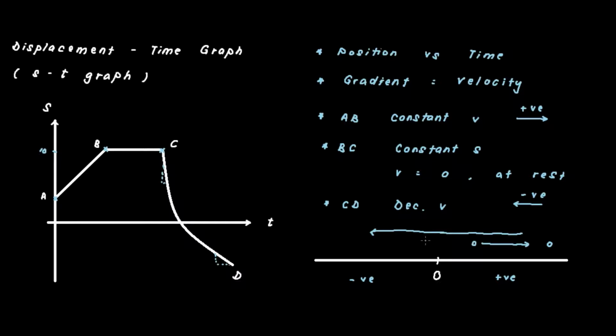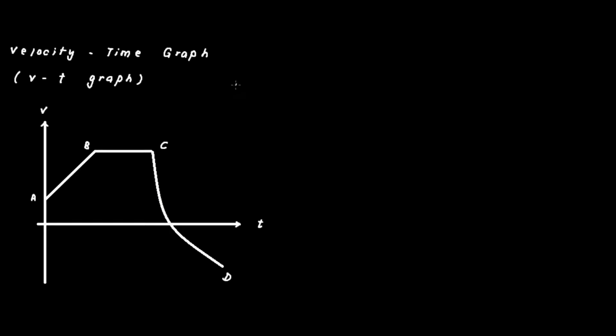Okay, so now let's look at the other graph, which is the VT graph. All right, so this is the velocity time graph. The difference between the velocity time graph and the displacement time graph is that the velocity time graph shows the motion of the particle with respect to the time, right? Meaning where is it moving towards? Is it towards a positive direction or the negative direction? And how fast is it moving?